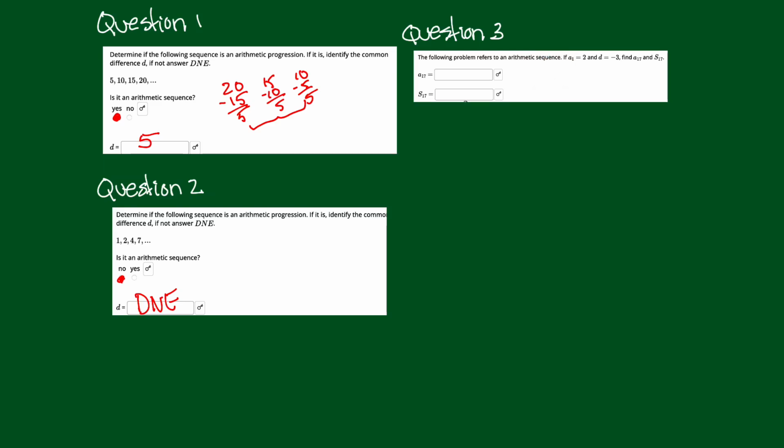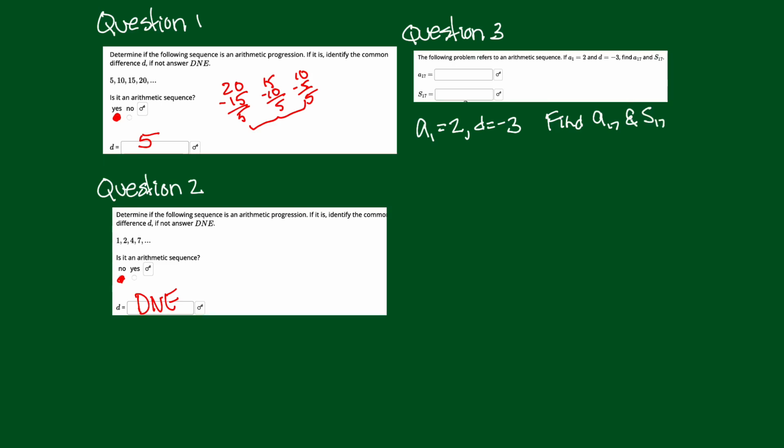Question 3 says that the following problem refers to an arithmetic sequence. All right, now it tells us that a1, the first term in the sequence, is 2, and the common difference is negative 3. And we want to find the 17th term. We know the first one. The first term is 2. We want to find the 17th term and then the sum of the first 17 terms.